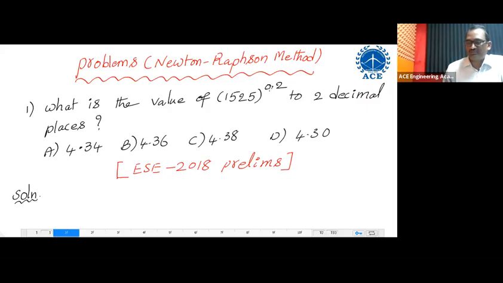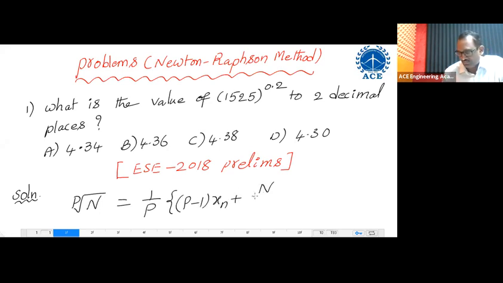Now you observe here 0.2 means 2 by 10, 2 by 10 means 1 by 5. That is the fifth root of a number. What is the Newton-Raphson iteration formula for the fifth root of a number? Suppose you don't know that, then you can write the pth root of a number: 1 by p into p minus 1 into xn plus capital N by xn power p minus 1. This is the pth root of a number, but we just need the fifth root. 0.2 means 2 by 10 means 1 by 5. That is the fifth root of 1525.